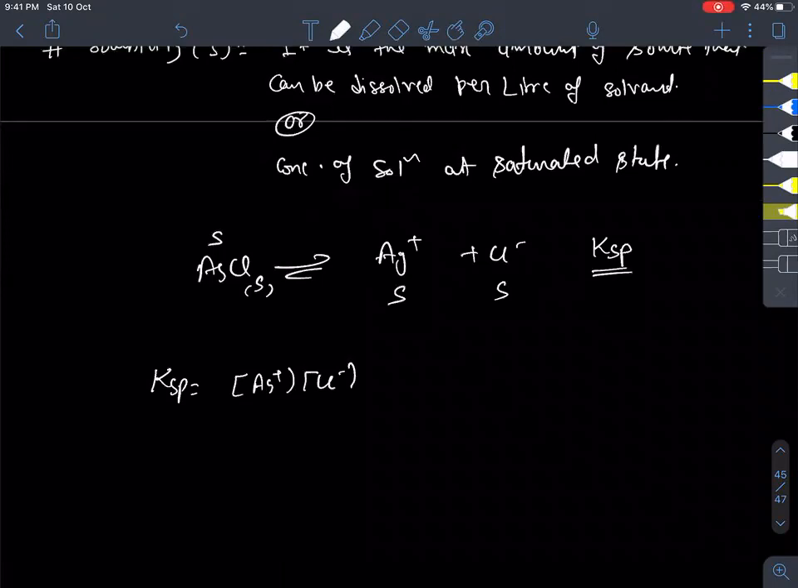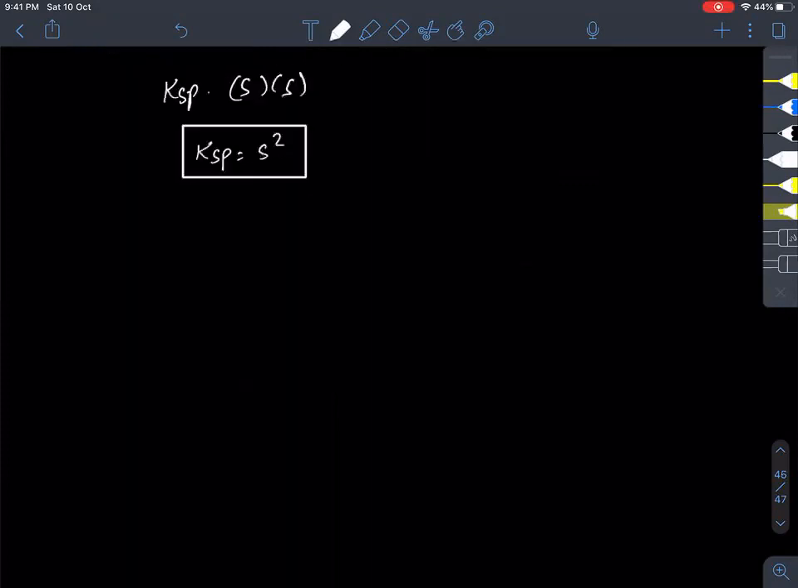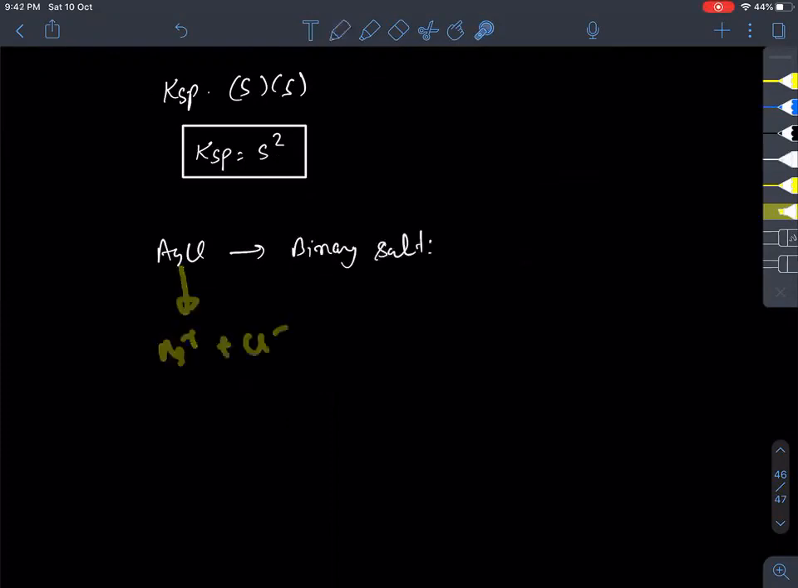So if S mole is dissolved here, then it will break and give us S mole per liter each of Ag+ and Cl-. So Ksp you can write as solubility into solubility. So that's why we write Ksp is equal to S square. This is the relation. Now this AgCl is known as a binary salt for a reason, because it generates 2 ions, Ag+ and Cl-.